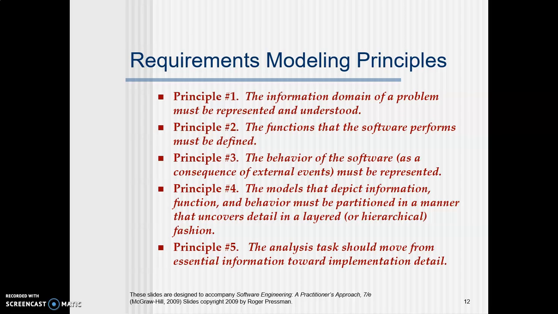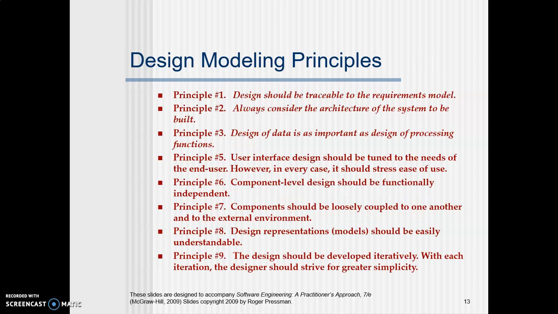Then principle 5: the analysis stack should move away from essential information towards implementation detail. That's what I was saying again about requirements gathering. It is more than just, oh, we need this app, and what this app is to do is this, and then from this we need this kind of information. There are a lot of things that you will miss out. That's why the scenario kind of model for requirements gathering is the best.